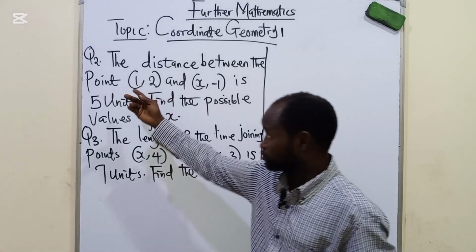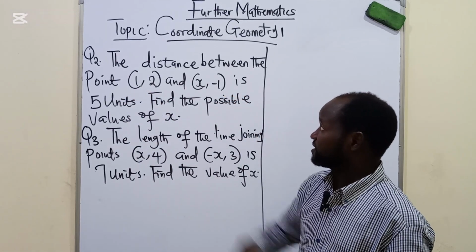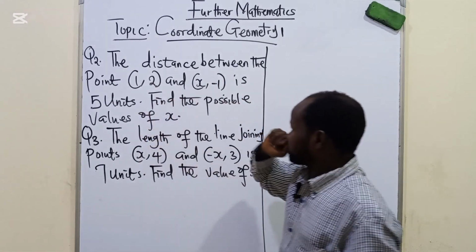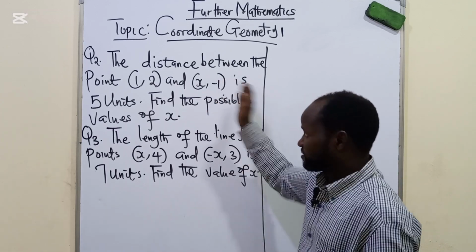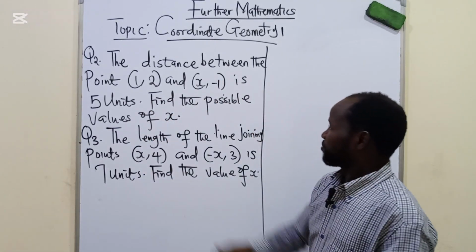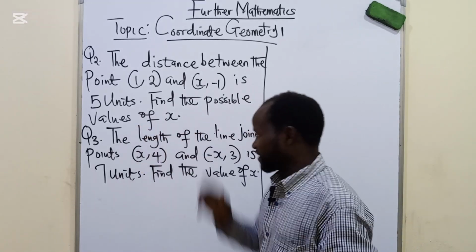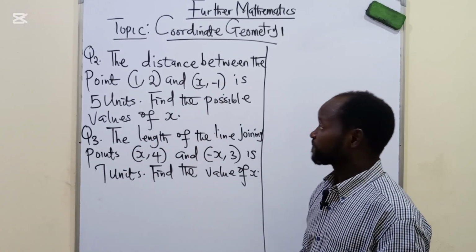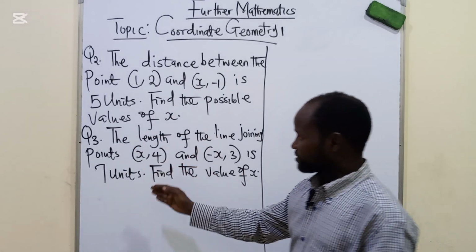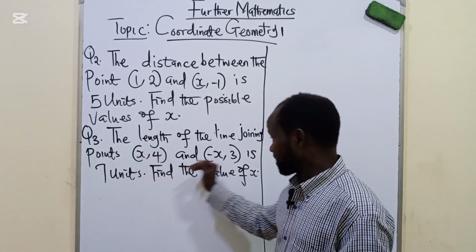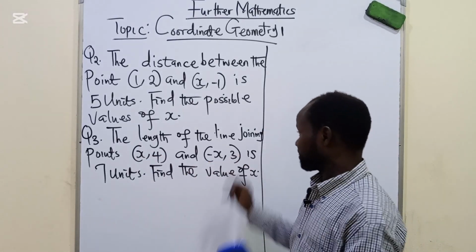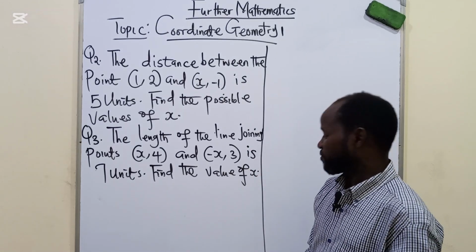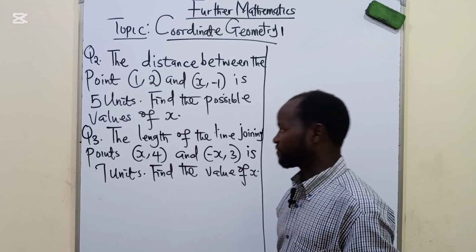Question 2, which is example 2 under that, reads: the distance between the points (1, 2) and (x, -1) is 5 units. We are asked to find the possible values of x. Question 3, which is example 3: the length of the line joining the points (x, 4) and (-x, 3) is 7 units. We are asked to find the value of x. What will be the value of x?